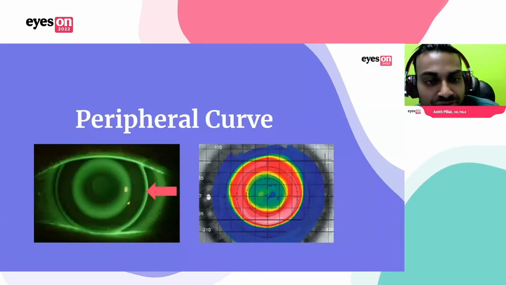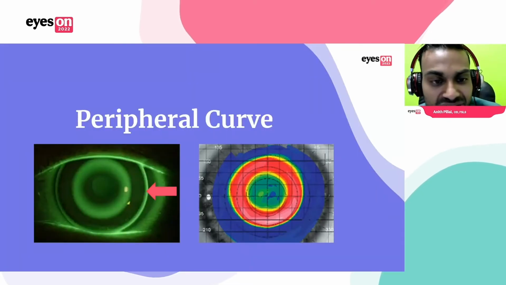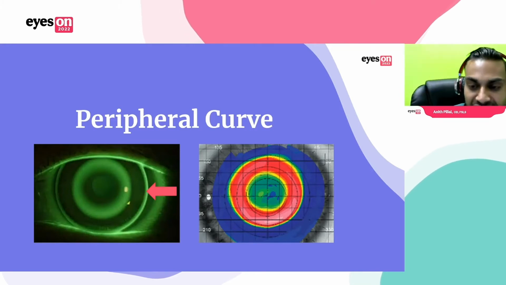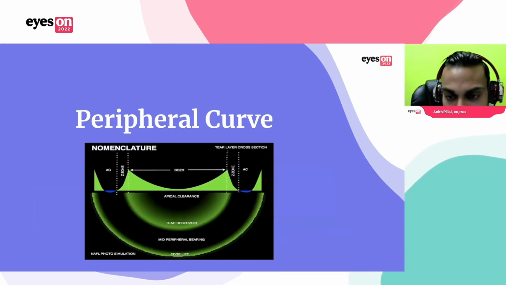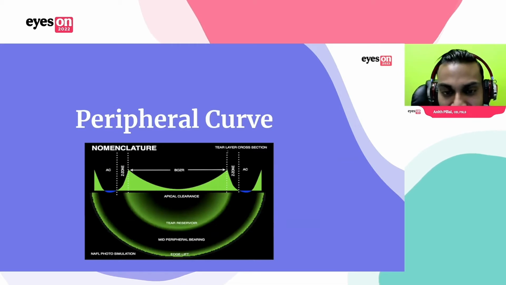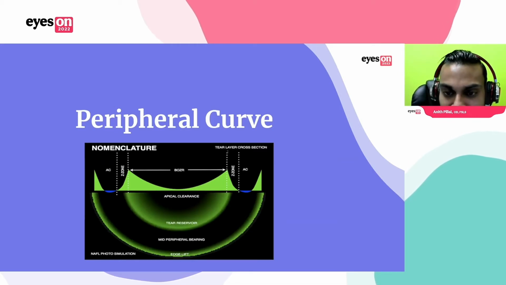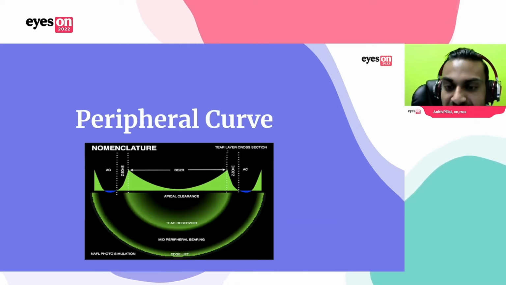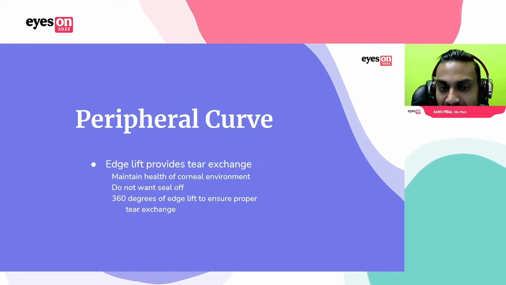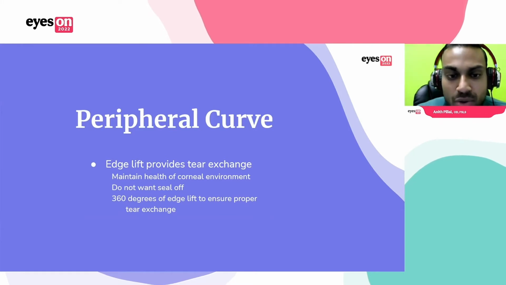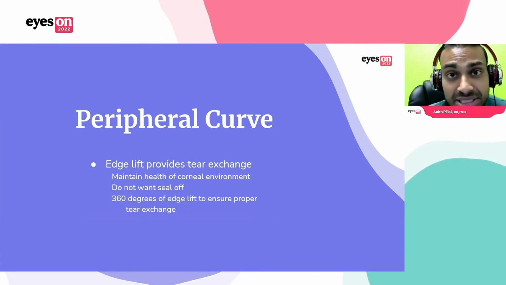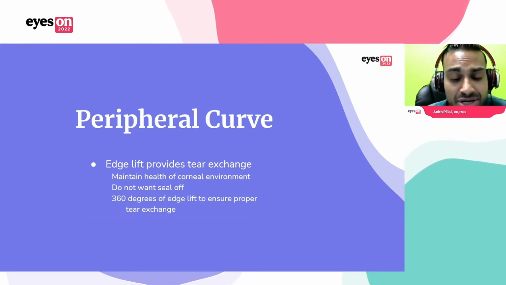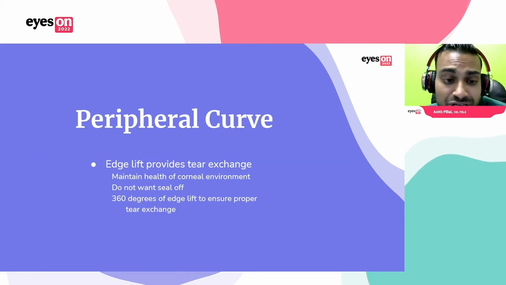And finally, the peripheral curve. The very last curve, you see a little area of pooling at the very edge. It's probably the second steepest area under an Ortho-K design. The peripheral curve is very similar to other RGP designs. It's important for ocular health. So you want that proper tear exchange, maintaining a healthy corneal environment. You don't want that seal off. You want some tear exchange underneath an Ortho-K design as well, just like you do with an RGP.